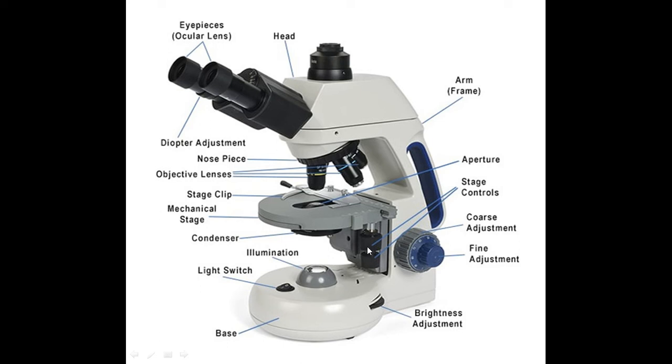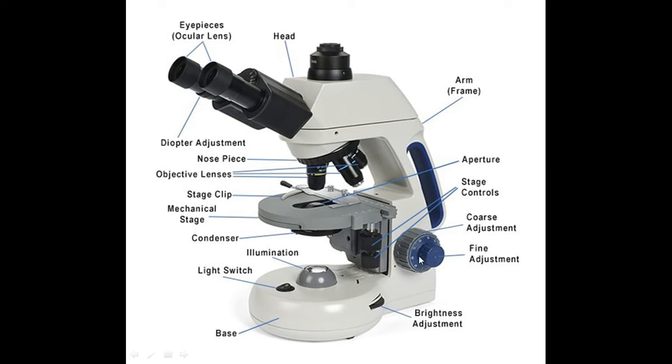These are the stage controls. The larger one is to move it back and forth, per how you position yourself to view. Then the smaller one is used to move it left and right. So they are used to control the stage. They are mechanical and they move the stage either back and forth or sideways.